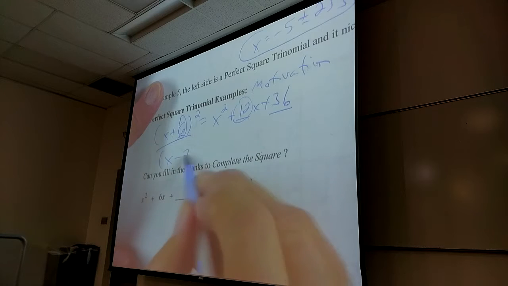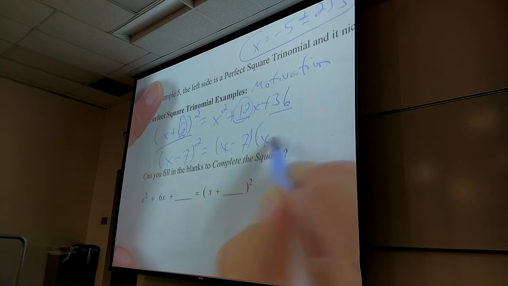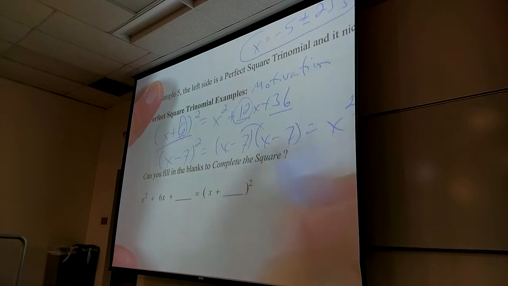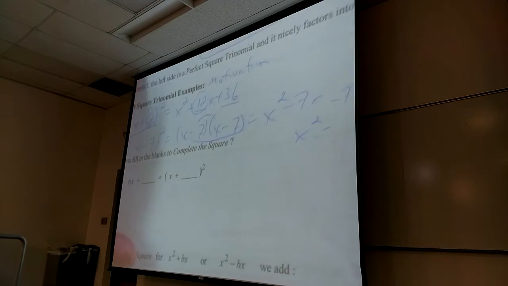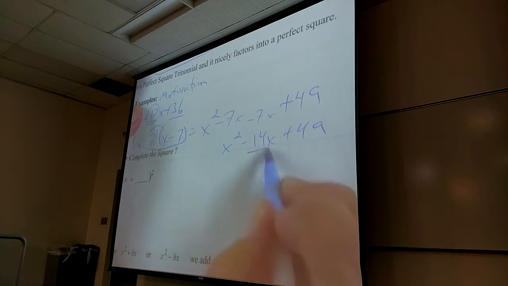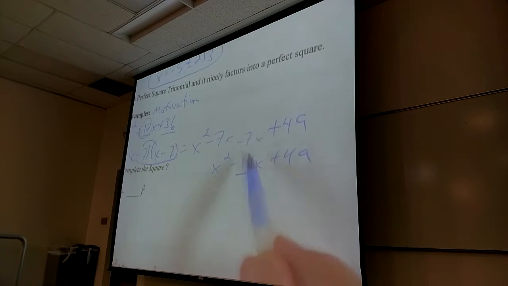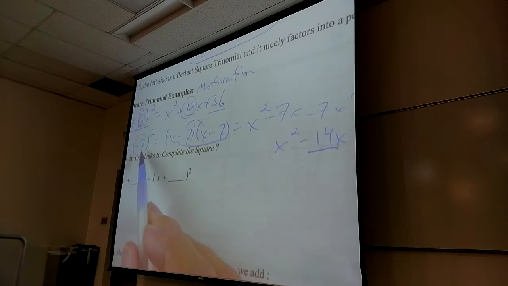What about x minus 7 squared? So it'll be x squared minus 7x minus 7x, which is minus 14x, plus 49. So you get x squared minus 14x plus 49. Negative 14 is twice negative 7, and 49 is negative 7 squared.